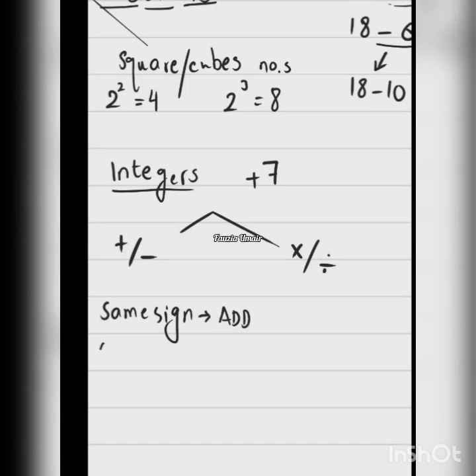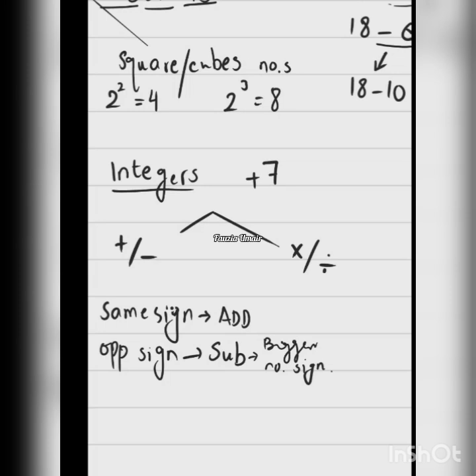If the signs are opposite, then what? Then subtract the numbers, and the sign of the bigger number will come. So basically integers are the basis of algebra also. Integers are the basics of the whole real number system also. So you need to remember this.